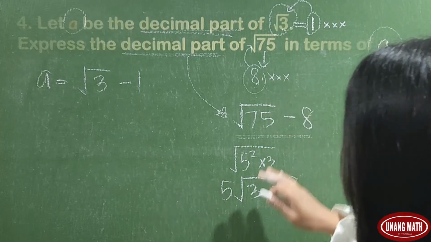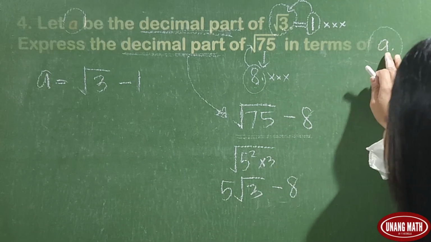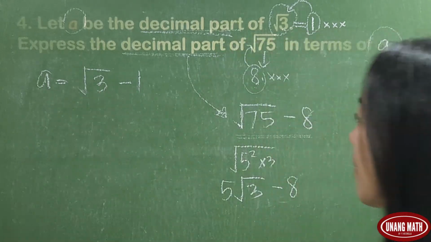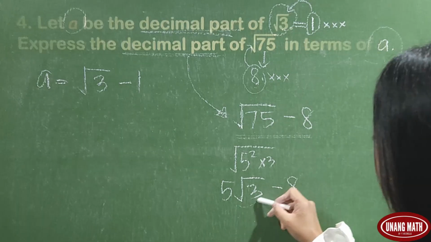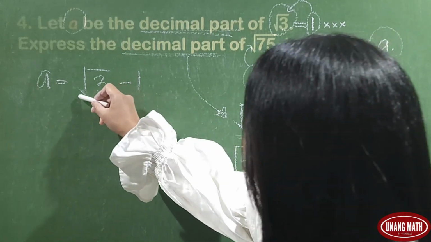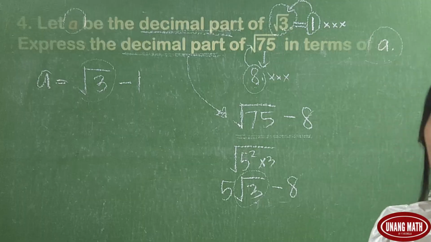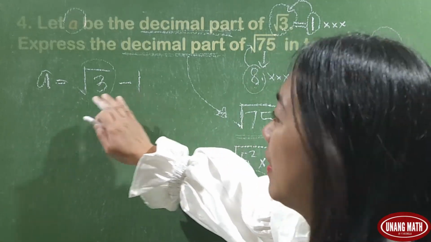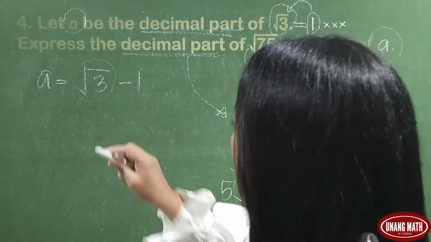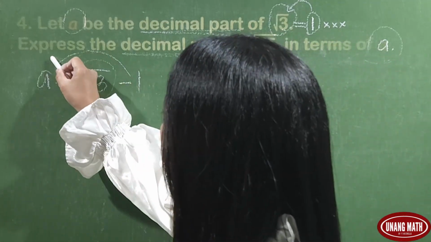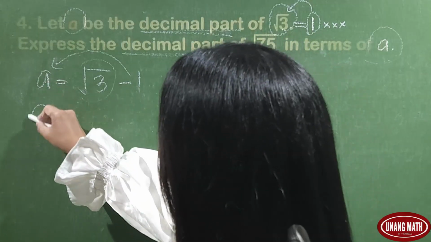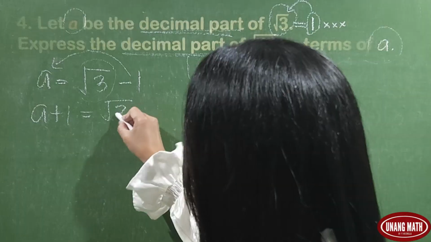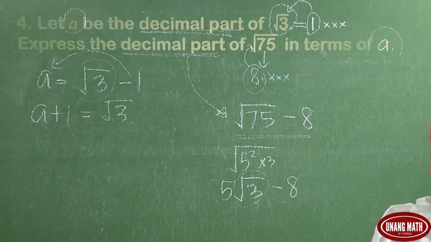Okay, now let's express this decimal part in terms of A. So we have here A is equal to square root of 3 minus 1. This is a square root of 3. We also have here square root of 3. To make this more simple, we move this minus 1 to the other side. So this is now A plus 1. So we just have square root of 3 on this side.